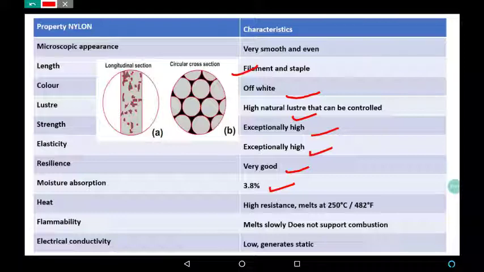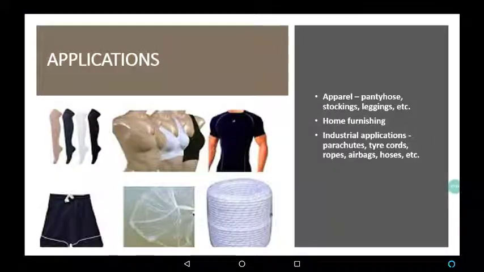It is heat resistant but melts at 250 degrees centigrade. Flammability: it melts slowly and does not support combustion. Electrical conductivity is very low, and it generates static charges. Its application: nylon fiber is used for pantyhose, stockings, leggings, etc., for home furnishing items and for industrial applications like parachutes, tire cord, ropes, airbags, etc.